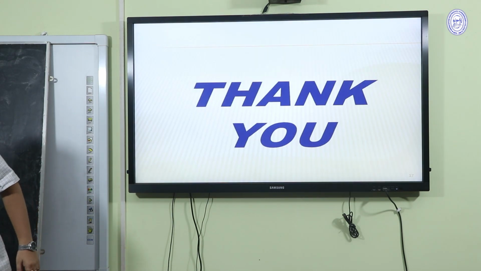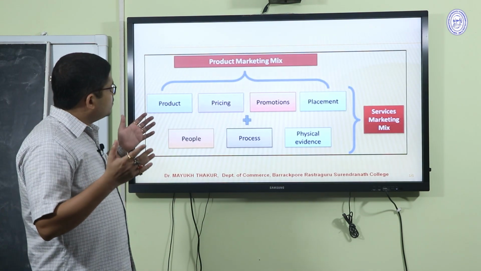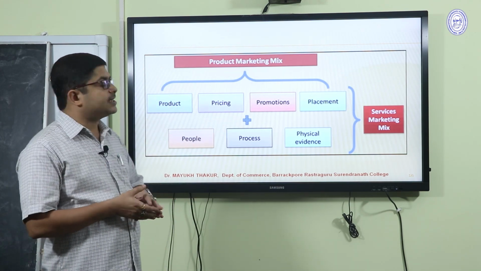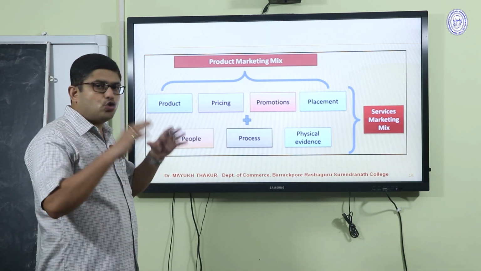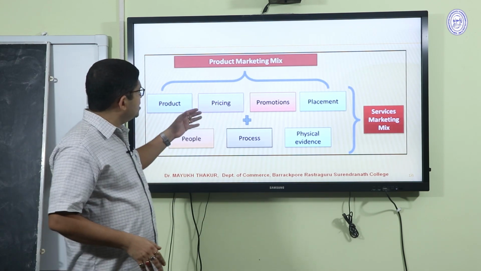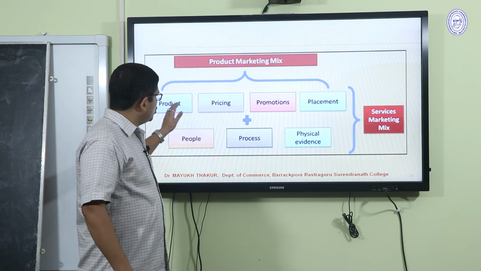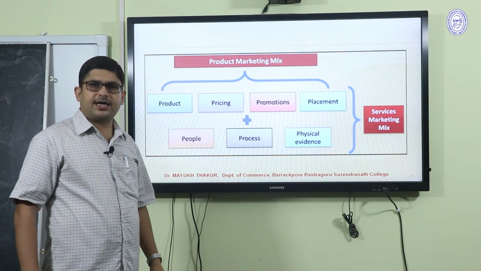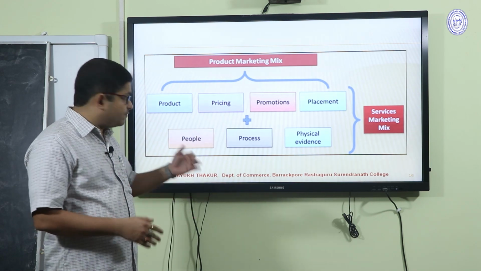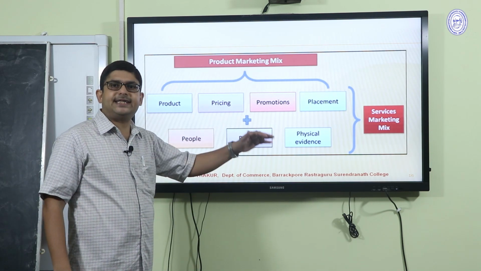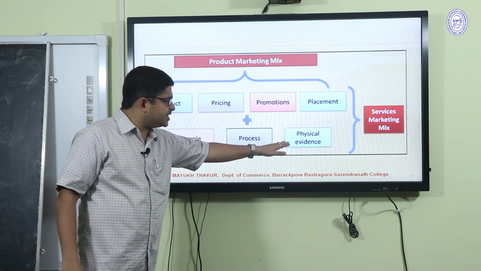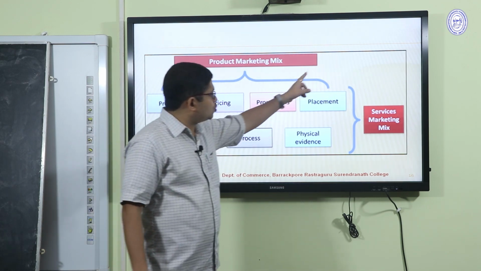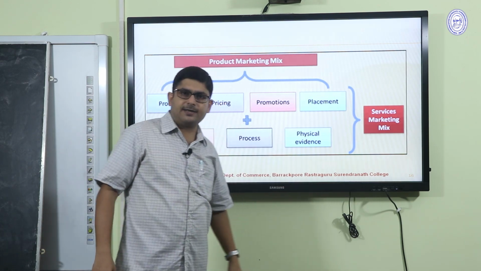Lastly, we come to the final diagrammatic representation of this total marketing mix. When we see these four factors, product, pricing, promotion and place, it is the product marketing mix. But when the further 3 P's, people, process and physical evidence, get joined, it becomes 4 plus 3, 7 P's, and then the total becomes the service marketing mix.